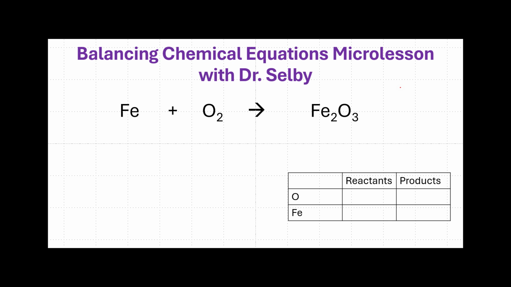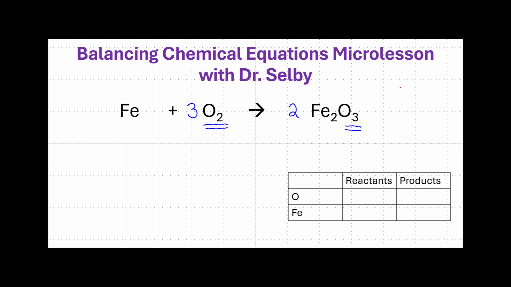In this example, I'm looking at the reaction of iron plus oxygen to form iron 3 oxide. And in this problem, I'm going to start with looking at oxygen. So there I have 3 oxygens, and here I have 2 oxygens. And the lowest common multiple between 2 and 3 is 6. So I'm going to try putting a 3 here for a total of 6 O's, and a 2 here for a total of 6 O's.